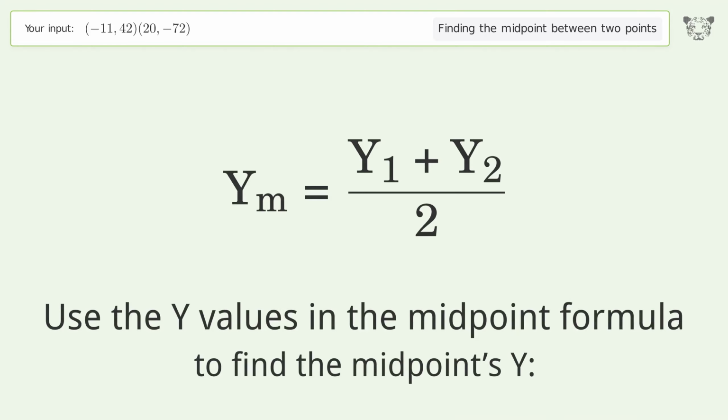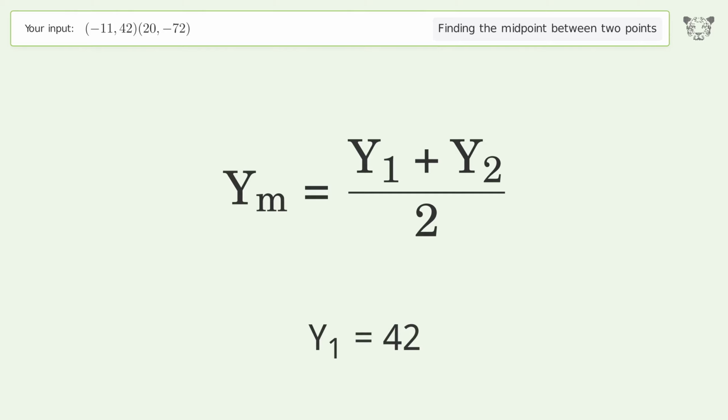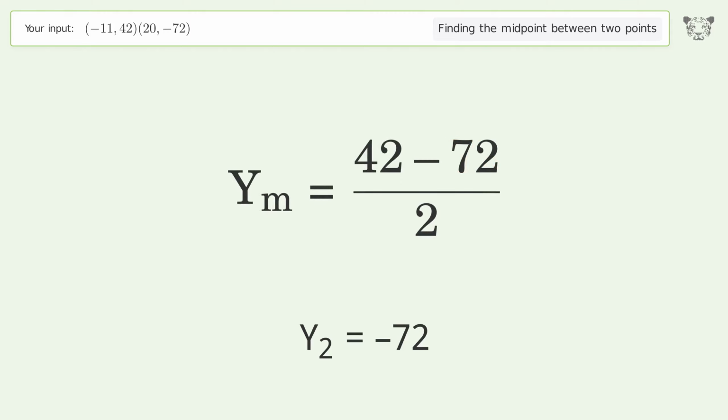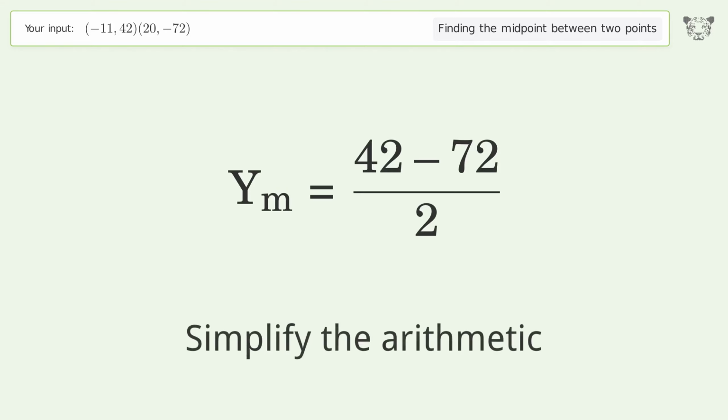Use the y values in the midpoint formula to find the midpoints y. y1 equals 42. y2 equals -72. Simplify the arithmetic.